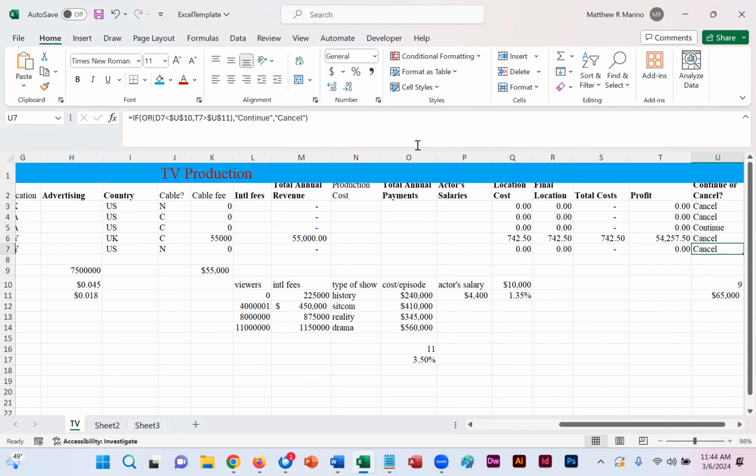Okay. So check that you have your signs correct. So IF, number of episodes less than 9, comma, profit greater than 65,000, comma, continue, comma, cancel. You might have the order of one of those off, or some other formulas off, which is not giving you the correct profit. Because this profit's going to be positive, this profit's going to be positive, the other ones are going to have negative profit.